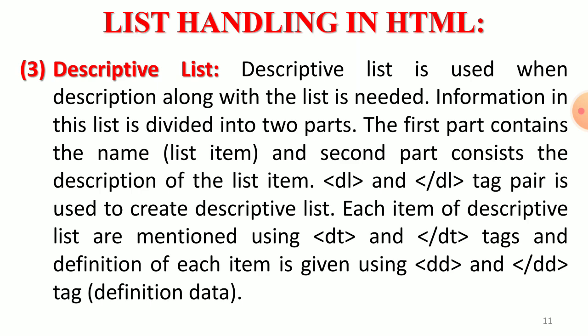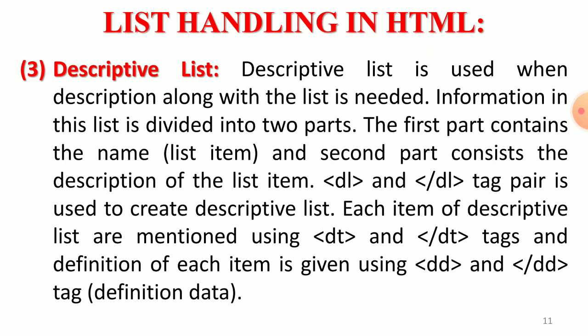And third is a descriptive list. Descriptive list is used when description along with the list is needed. Information in this list is divided into two parts. The first part consists of the name of the list item, and the second part consists of the description of the list item. The DL and /DL tag pair is used to create a descriptive list. So starting DL and ending /DL.